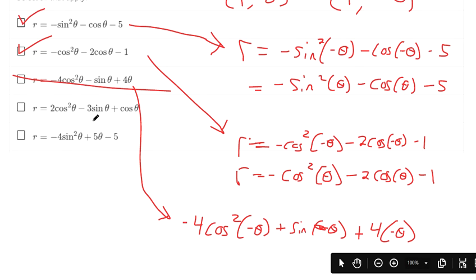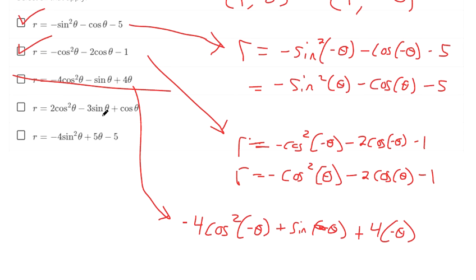We can use the same type of logic for this one here. Sine of negative theta is going to be, this is going to turn to plus 3 sine theta, so that one's not going to match.